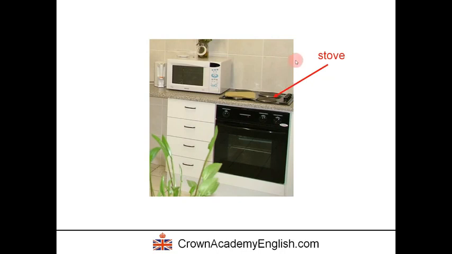So this is called a stove. So a stove is a hot surface on which we heat food. And this is called an oven. An oven has a door which we open and close, and the heat stays inside the oven. And this is a special type of oven called a microwave oven. A microwave oven cooks food very quickly.